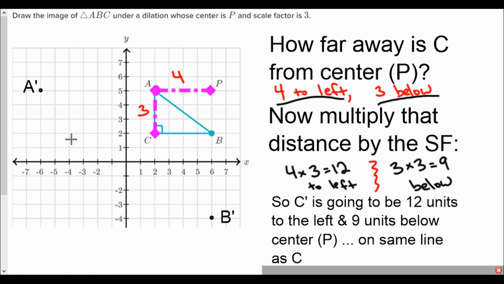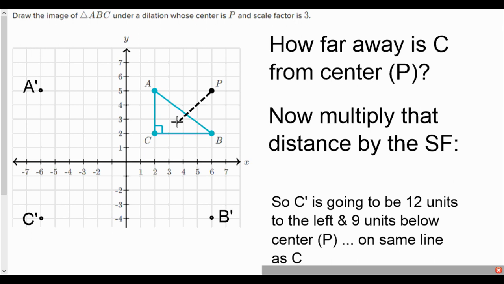So in order to do this, we start at the center P and we go 12 to the left, which is going to be the same as A prime, but we're not done yet. From there, we have to go 9 below because C was 3 below. Now we've dilated it, and it's going to go down 9 below, and right there is where we're going to put C prime.